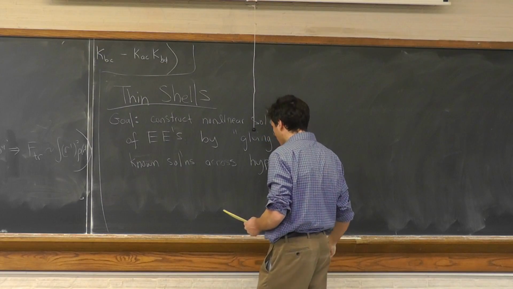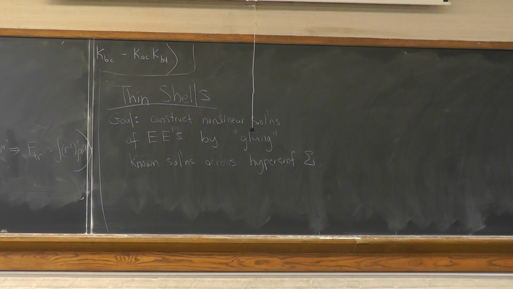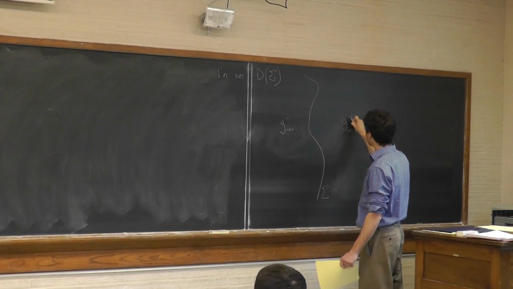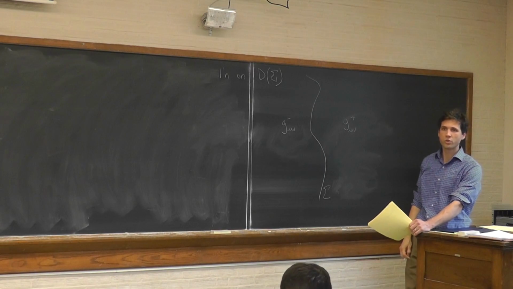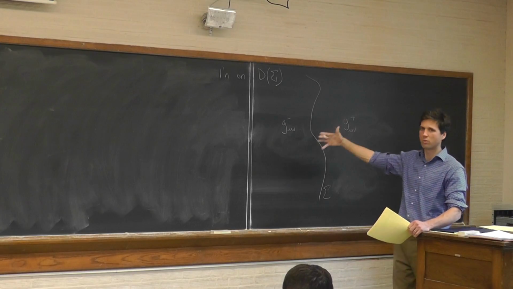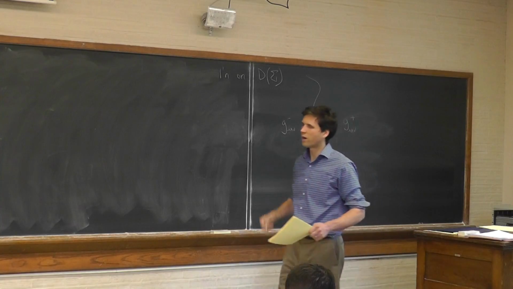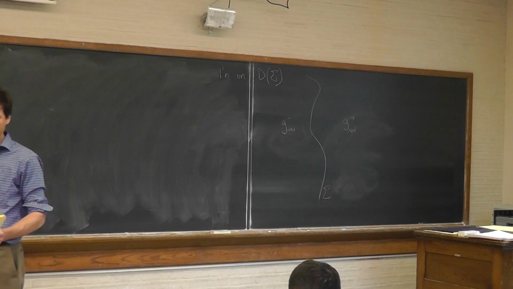Okay. So the idea is that you have some metric that you knew, call it g mu nu minus, then you stick in some wall, sigma. On the other side, you put in some other metric that you know, g mu nu plus. We'd like to construct nonlinear solutions by somehow gluing these known solutions together. That's what we're going to do, but first let me tell you why we would want to do such a thing.